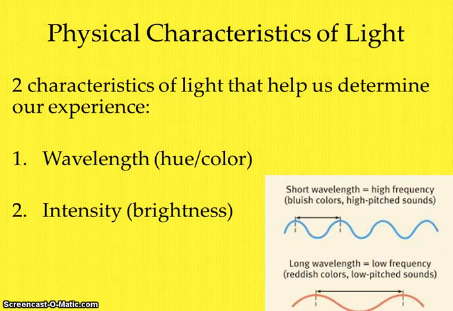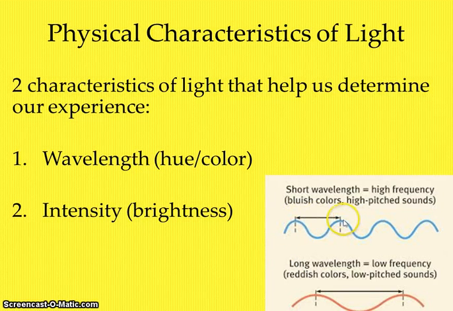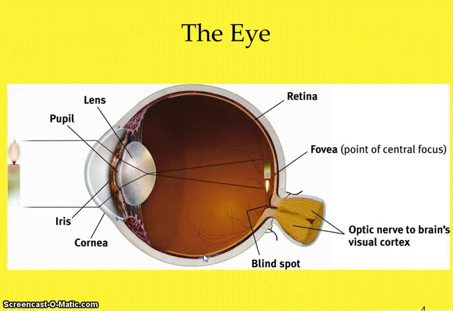With the physical characteristics, you have wavelength and intensity that help us to determine our experience of light. The wavelength is the distance from one wave peak to another. And the wavelength is important for determining the hue and the color, like blue or green. Whereas intensity, or the brightness of light, is determined by the height of the wave. So a long wavelength produces reddish colors, whereas a short wavelength produces bluish colors.